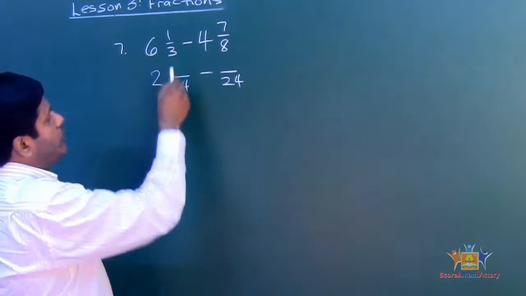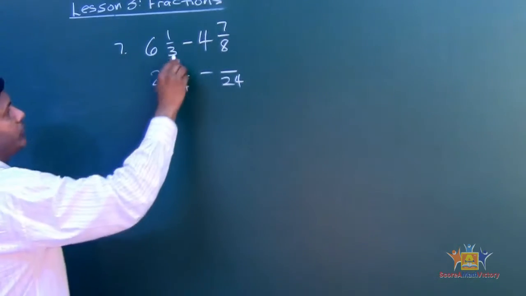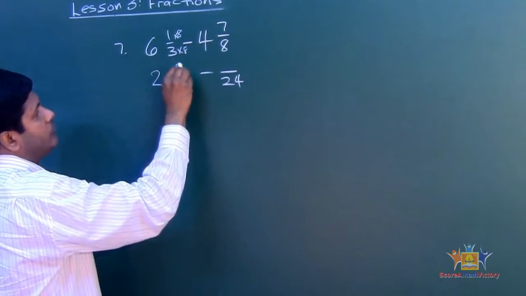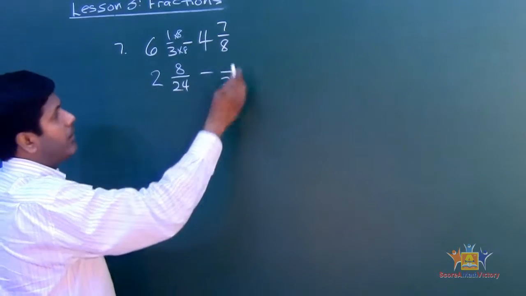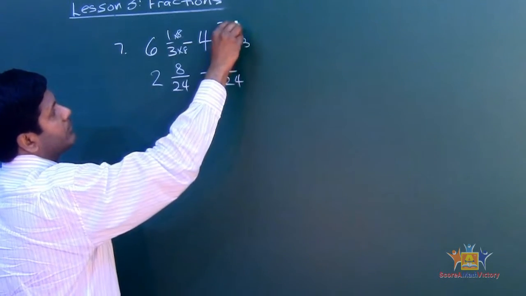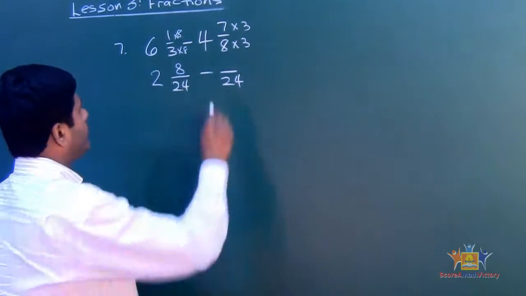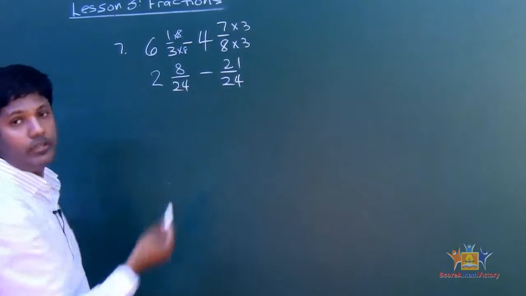How do I get 3 to 24? I multiply 3 with 8. 8 times 3 is 24. So that means I'm also going to multiply the numerator with 8. That means 1 times 8 is 8. How do I go from 8 to 24? I multiply that with 3. That means I'm going to multiply the numerator also with 3. 7 times 3 is 21. Now look at this. You got 8 minus 21.